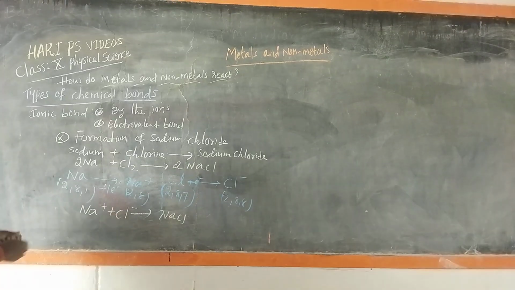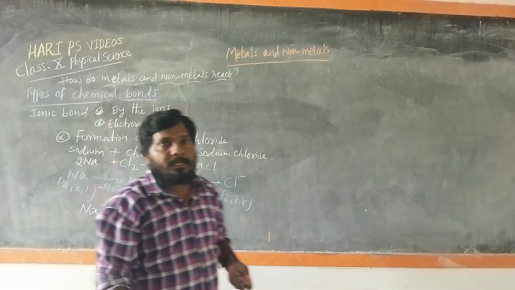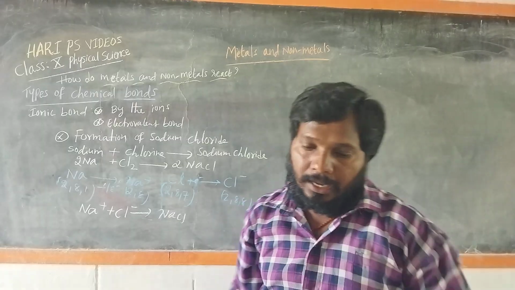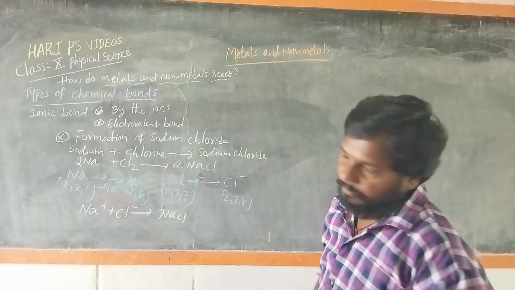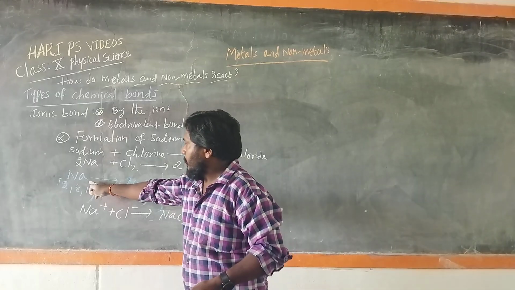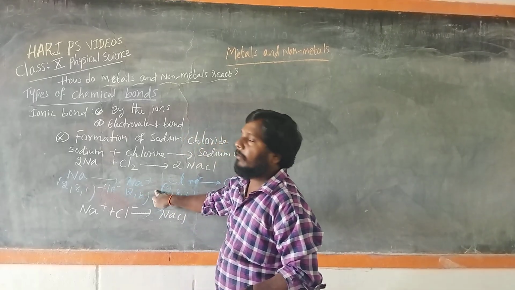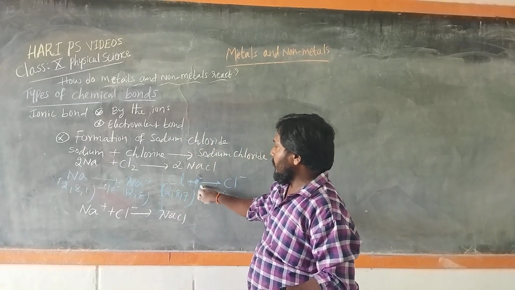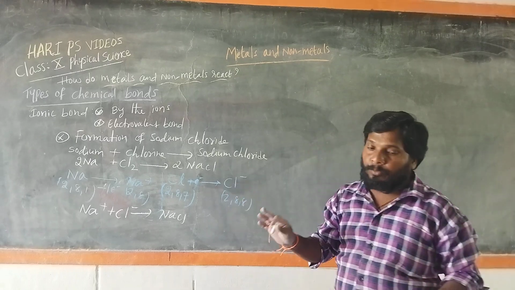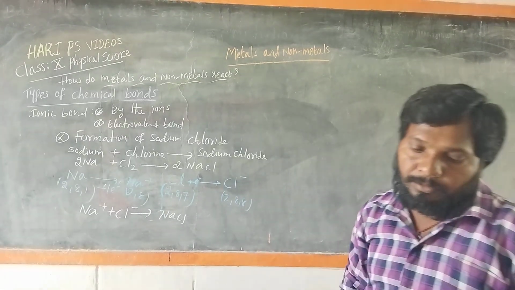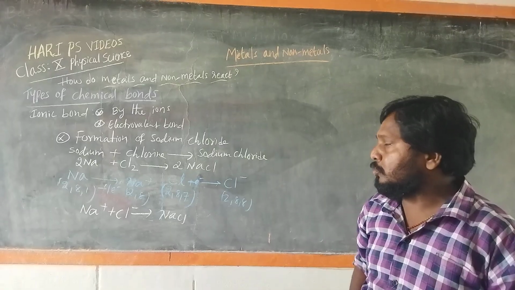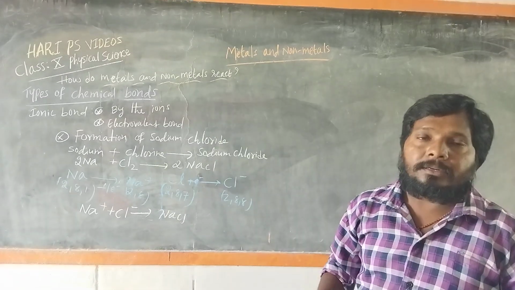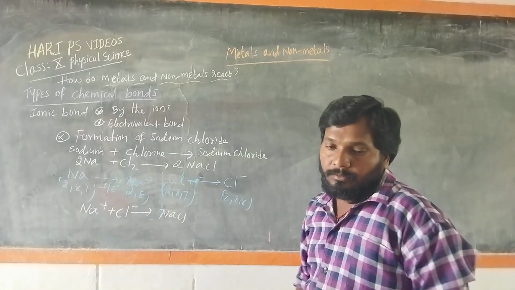So let us understand by Lewis dot structures. Here sodium loses 1 electron and forms the sodium ion. Chlorine gains the 1 electron and forms the chloride ion. When sodium reacts with chlorine, it transfers 1 electron to chlorine and chlorine takes the electron.